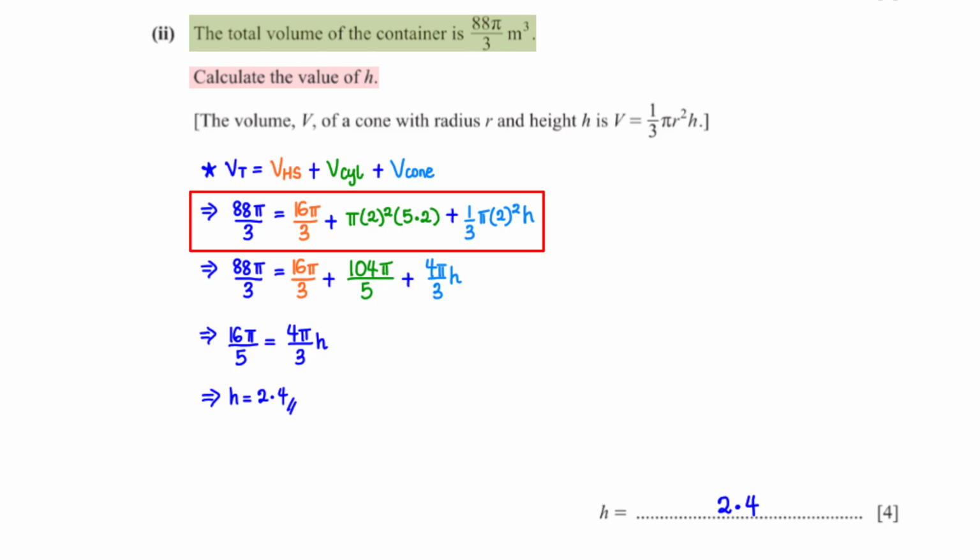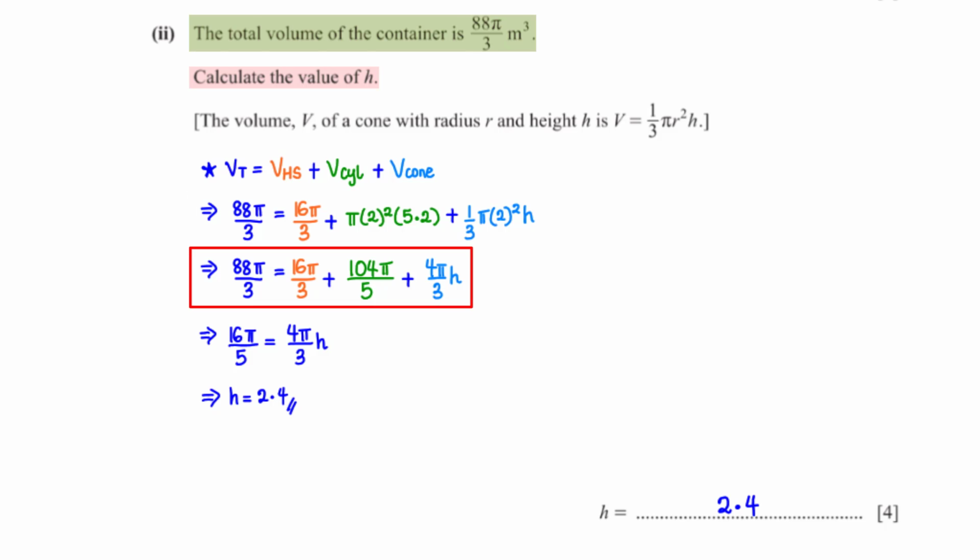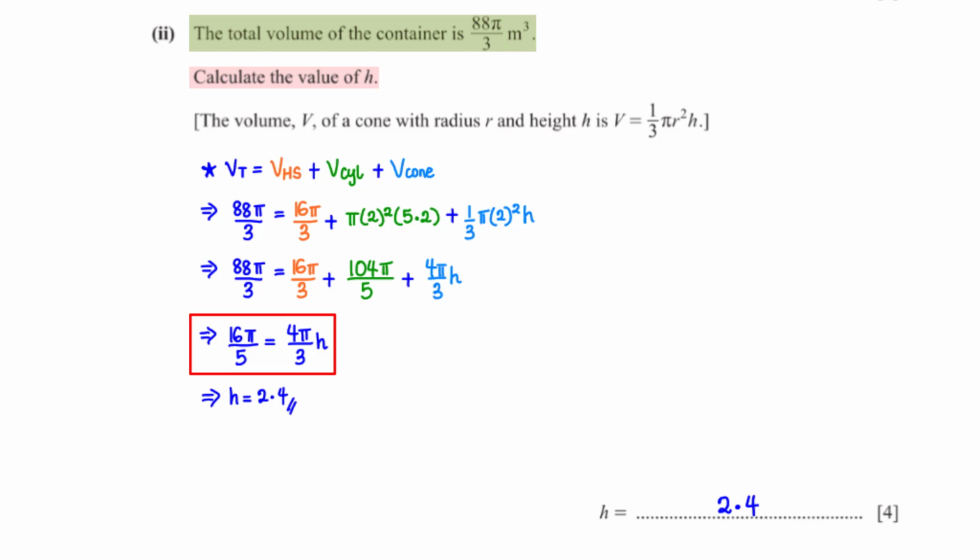The volume of the cylinder is pi r squared h, where r is 2 meters and h is 5.2 meters. The volume of the cone is 1 over 3 pi r squared h, where r is 2 meters and h is what we want to find. Pi times 2 squared times 5.2 is 104 pi over 5, and 1 over 3 pi times 2 squared times h is 4 pi over 3 h. When we make 4 pi over 3 h the subject, this is what we have. When we divide both sides by 4 pi over 3, we get h equals 2.4.